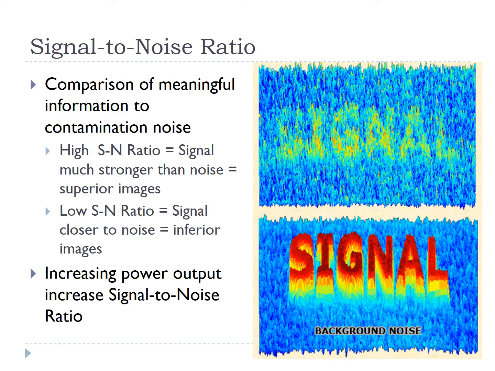Another thing that happens when we adjust the output of the pulsar is the signal to noise ratio. When we increase the power output of the pulsar, we increase or improve our signal to noise ratio. The signal to noise ratio is a comparison of meaningful reflectors to just kind of background noise. So again, it's important to set the output power appropriately for the best picture possible.